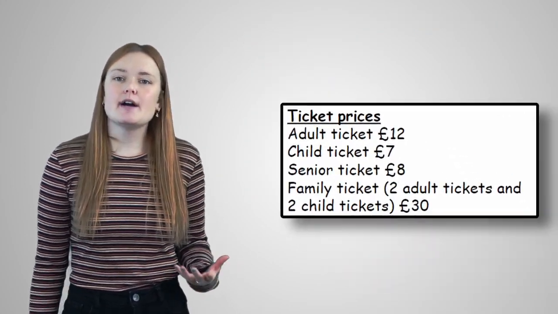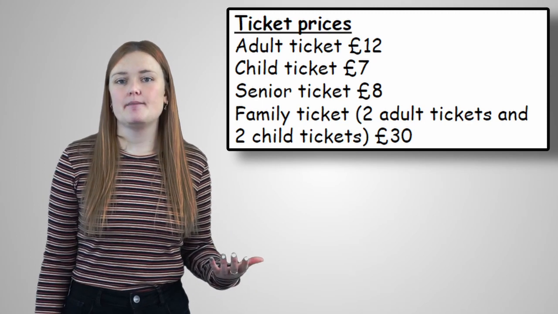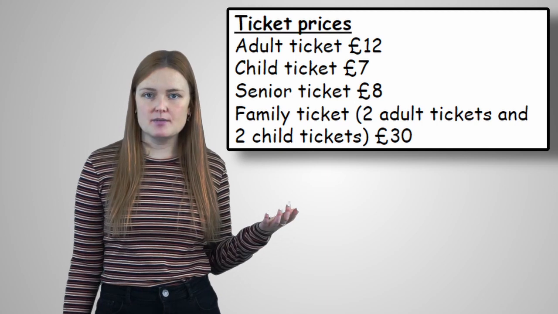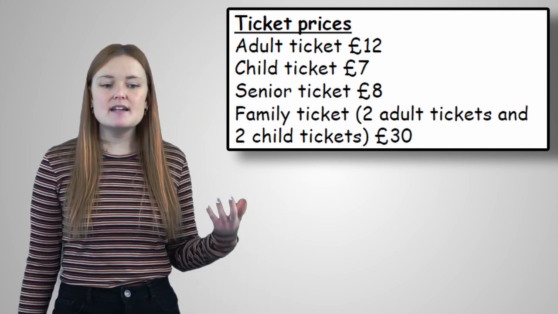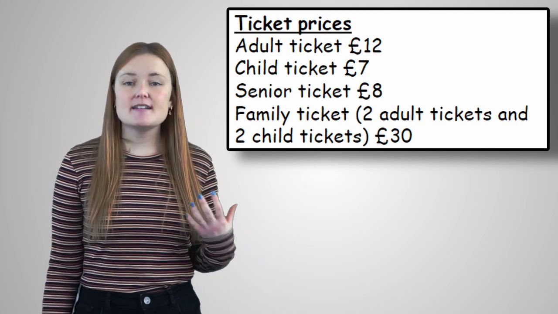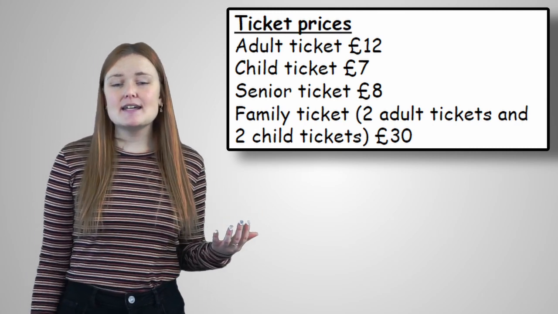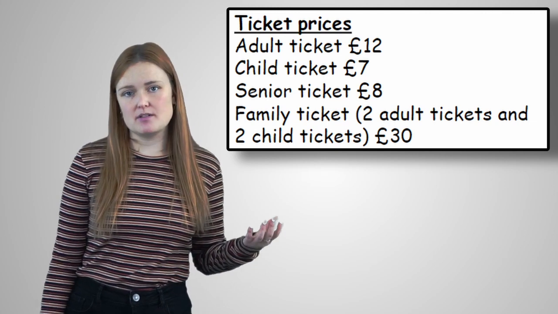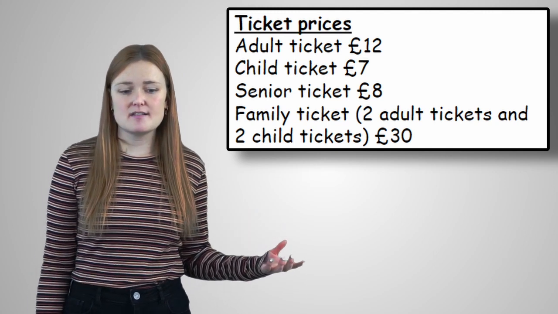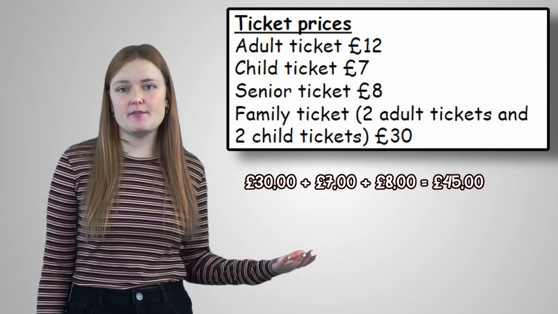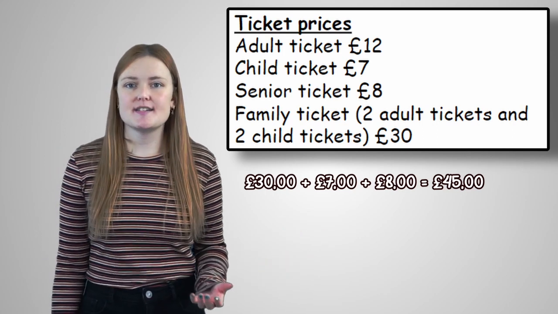So let's work out the cheapest way possible that he could get in. It's obviously going to work out cheaper if he buys a family ticket for 2 adults and 2 children. So a family ticket will cost him £30. But then we still need to pay for an extra child. So that will be an additional £7. And then we need to add on the senior ticket, which is an additional £8. So let's work out how much that costs. So altogether, 30 plus 7 plus 8 is £45. That's how much it's going to cost him to get into the museum.